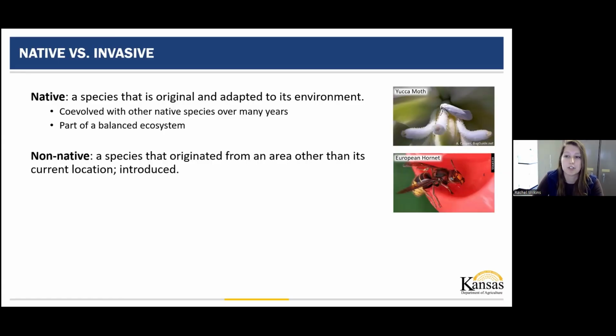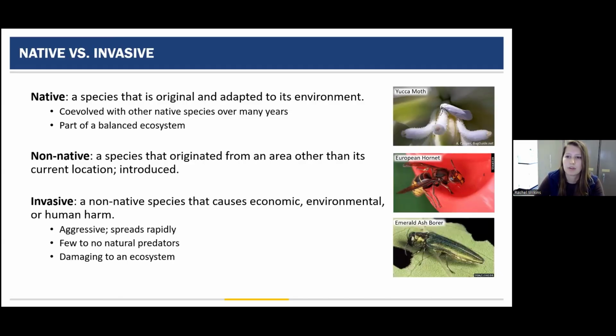The next term is non-native, and that's the opposite of native. So it's a species that has originated from an area other than where it's currently found. Another word for this is introduced. And then finally, we have the term invasive. An invasive is a non-native species, but it's one that causes economic, environmental, and or human harm.